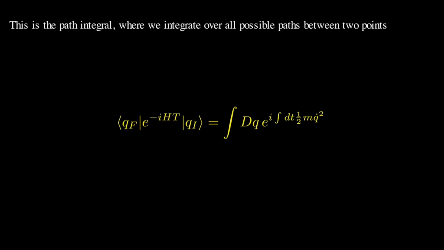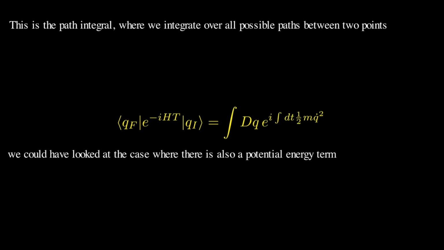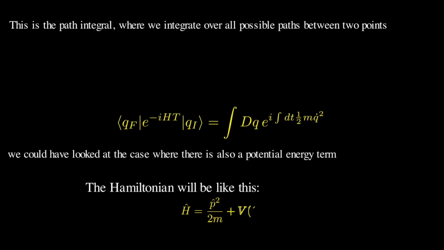Okay, so far so good. And this is basically everything about the path integral. We could have also looked at the case when there's also a potential energy term. In that case, the Hamiltonian would be just the kinetic energy plus the potential energy. So the Hamiltonian, h hat, would be equal to p hat squared over 2m plus the potential.